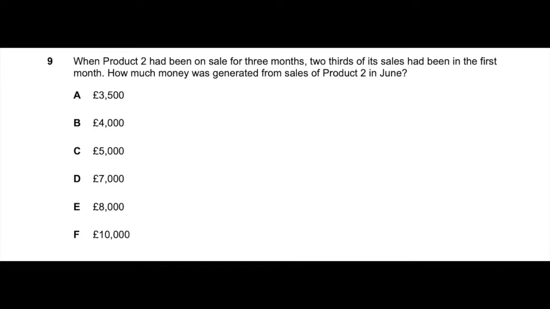In the period April to June 800 units of Product 2 were sold. Therefore, in this period the total income from Product 2 was £2,000 multiplied by 8 equals £16,000. As we have already calculated the income for Product 2 in April and May, £9,000, then the money generated from the sales of Product 2 in June equaled £16,000 minus £9,000 equals £7,000. Thus, option D is correct.